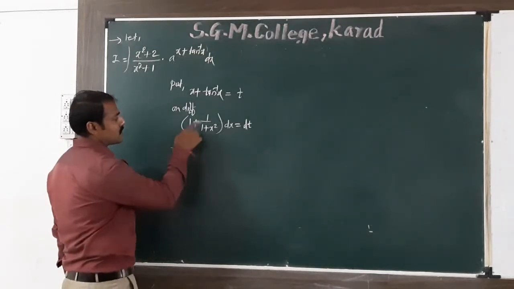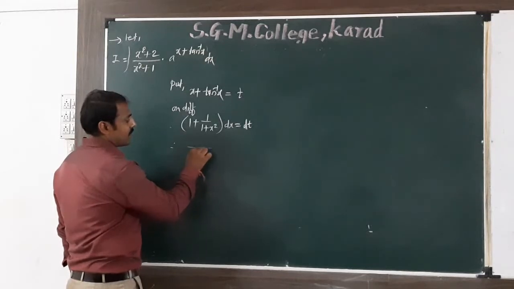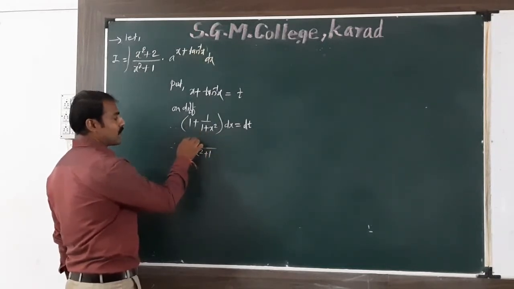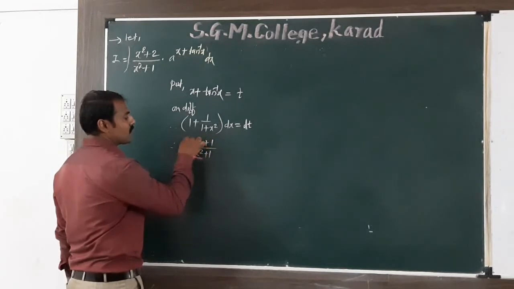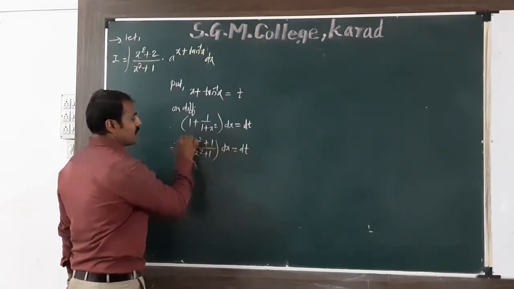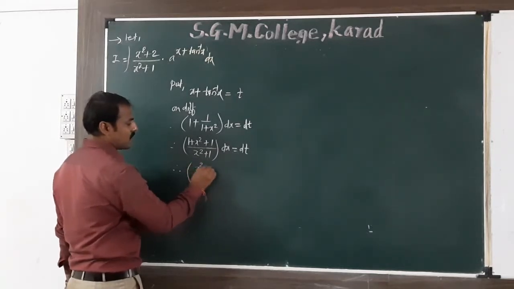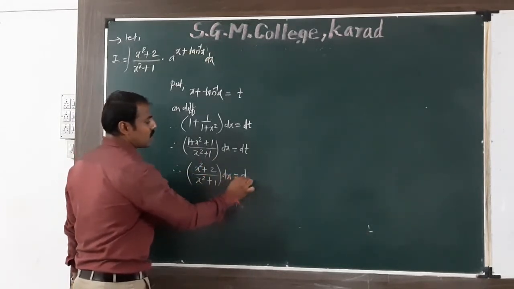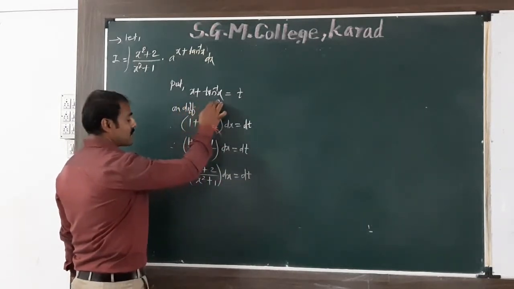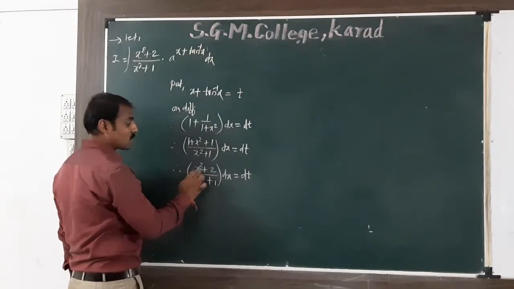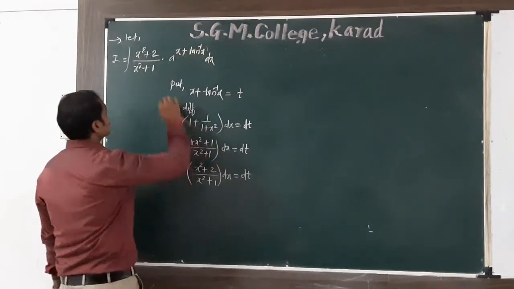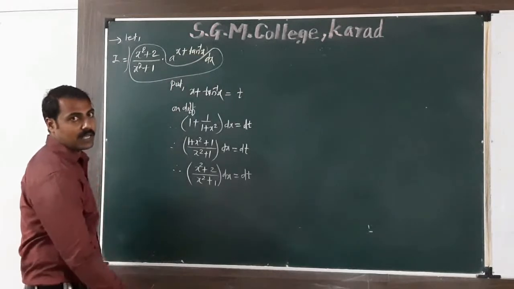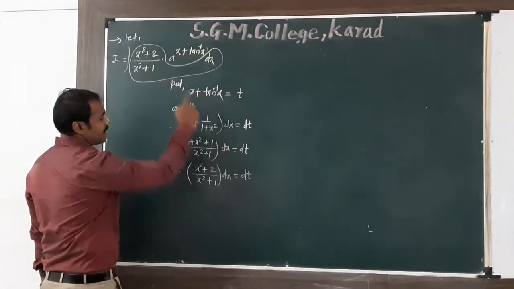After simplification, making the denominator the same, 1 plus x square or x square plus 1, 1 plus x square into 1, 1 plus x square, and here is plus 1, dx is equal to dt, which is nothing but (x square plus 2), 1 plus 1, 2, divided by (x square plus 1) into dx is equal to dt. We substitute for x plus tan inverse x because the derivative of x plus tan inverse x is (x square plus 2) divided by (x square plus 1) into dx. And here is that term. So instead of that term we write dt.